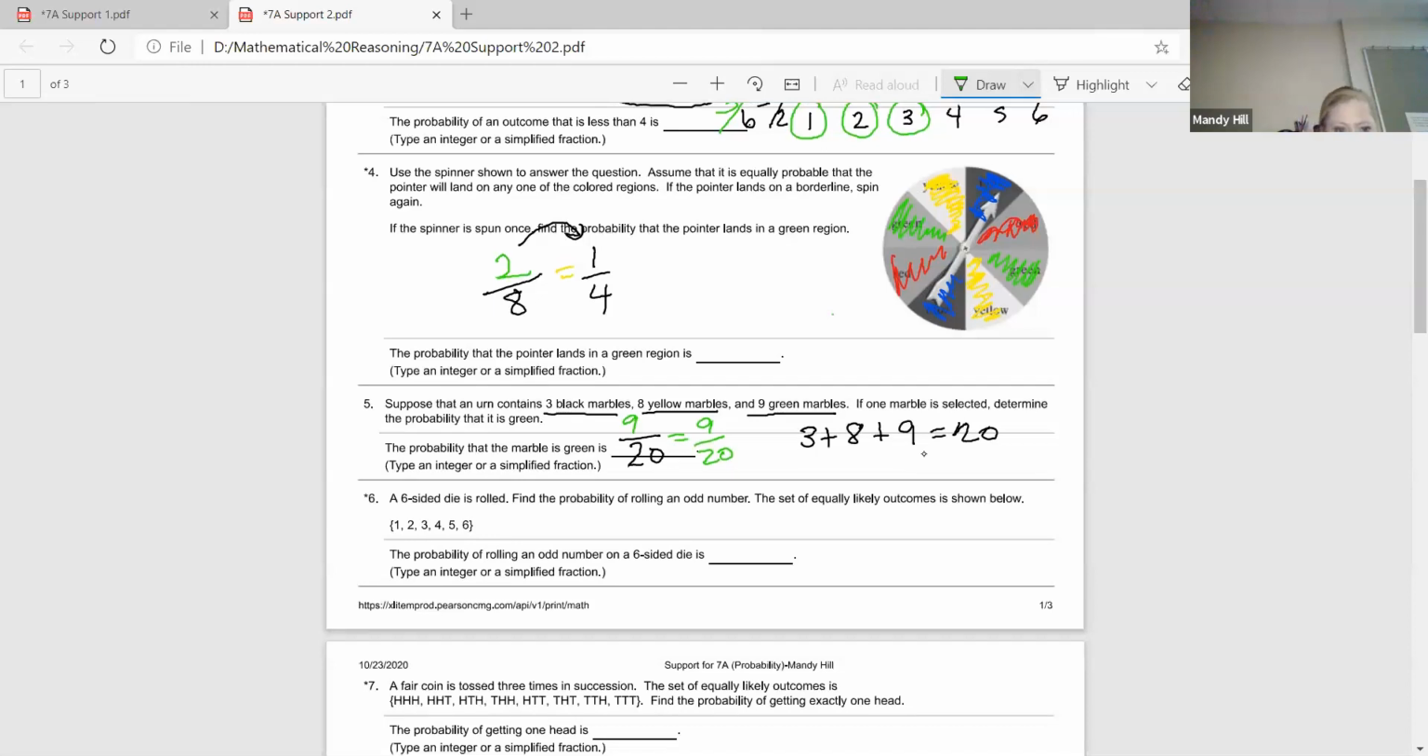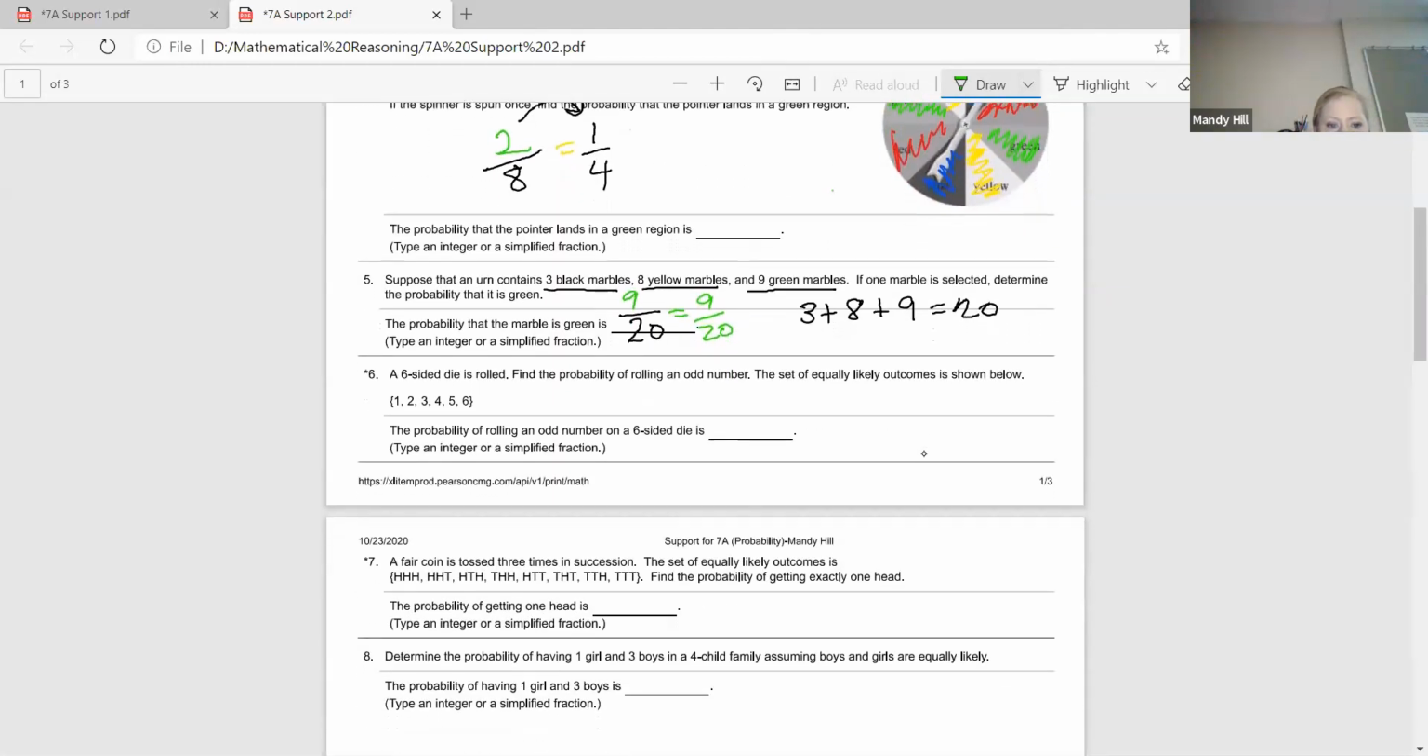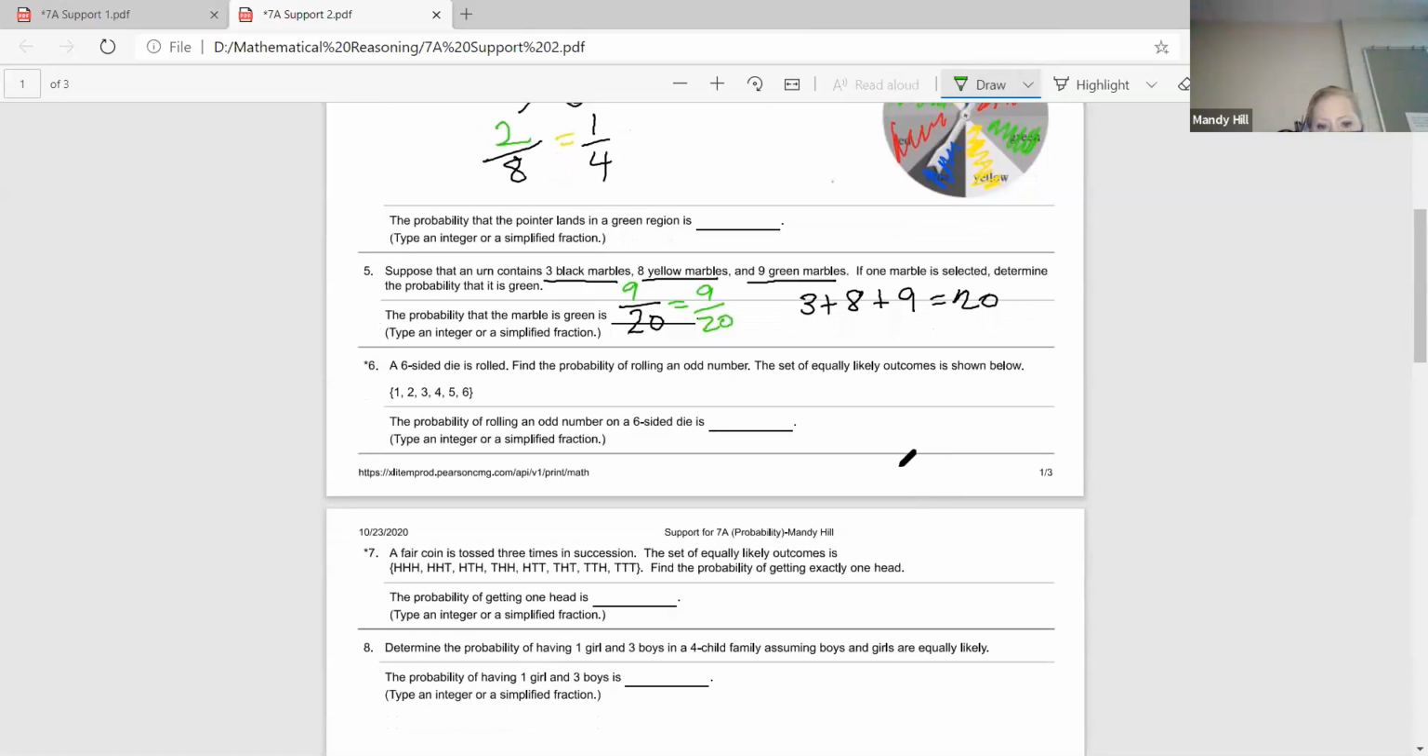Number 6. A 6-sided die is rolled. Find the probability of rolling an odd number. The set of equally likely outcomes is shown below. So basically they're saying you can roll a 1, 2, 3, 4, 5, and 6. And we know an odd number is a number that is not divisible by 2, right? So 1, 3, and 5 would be odd. 2, 4, and 6 are even of those choices. So these are 1, 3, and 5.